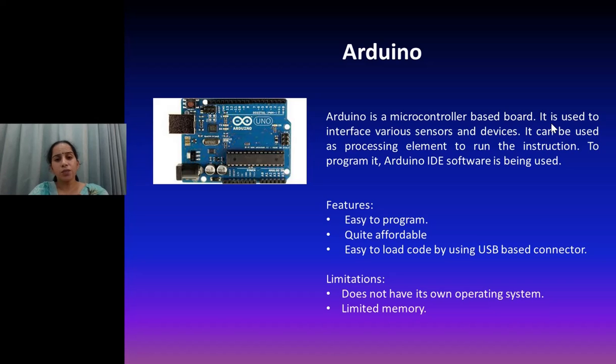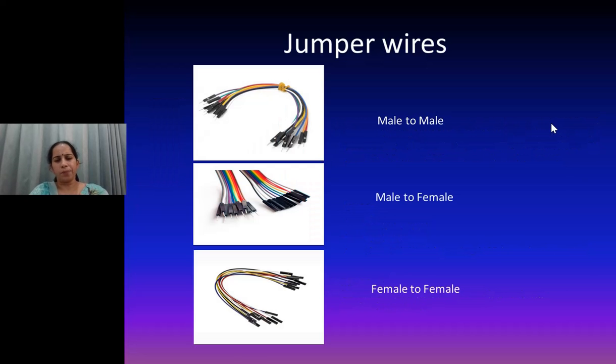But the limitations with Arduino are that it does not have its own operating system and has limited memory. So for beginners it's convenient to use Arduino for 2 main reasons. One, it is cheap. Secondly, it is very easy to program. That's why I have picked this board. Then we need wires to connect different components. Generally, wires are male to male, male to female, and female to female. For normal connections, male to female wires are generally used, but depending upon the need, we can use any of the three.